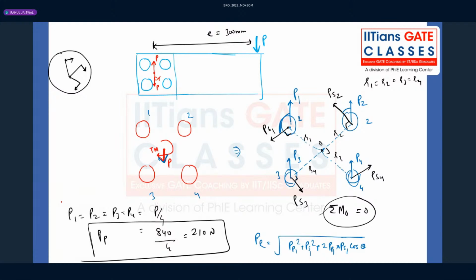See that load? Rivets 2 and 4 are very close to the load, right? So definitely they are the worst loaded rivets.